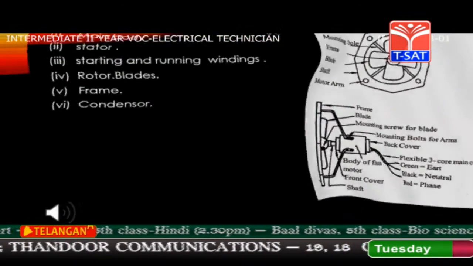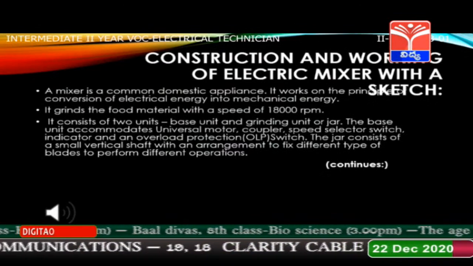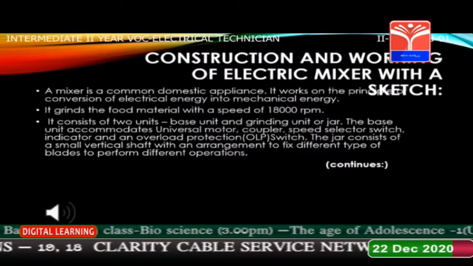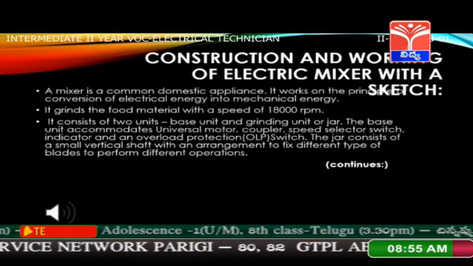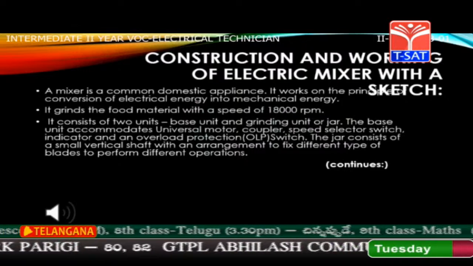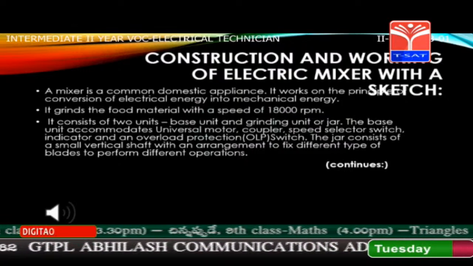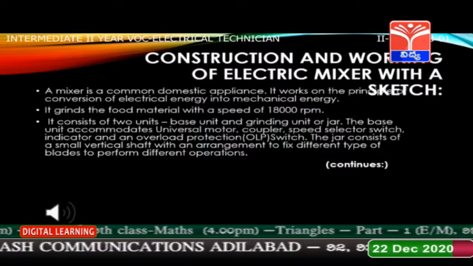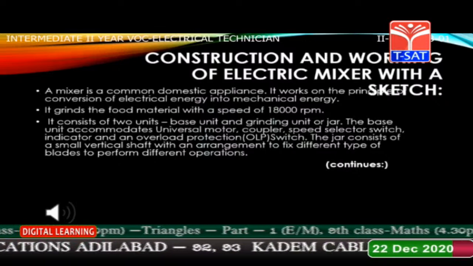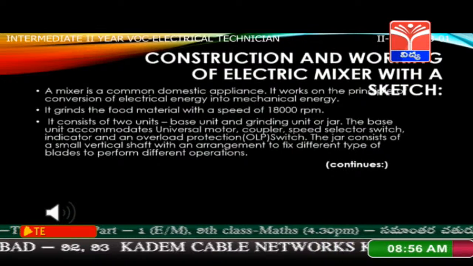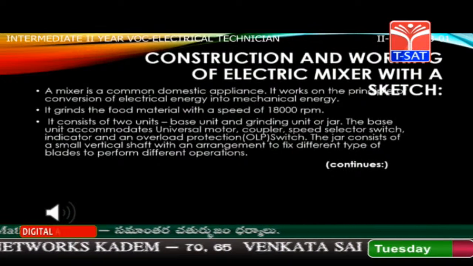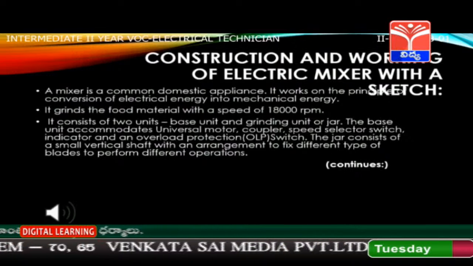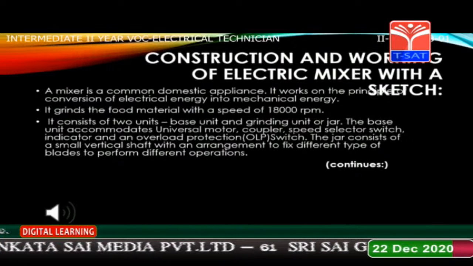The construction and working of electric mixer and grinder. Mixer is a common domestic appliance. It works on the principle of conversion of electrical energy into mechanical energy. It cuts or grinds the food material with a speed of 18,000 rpm.